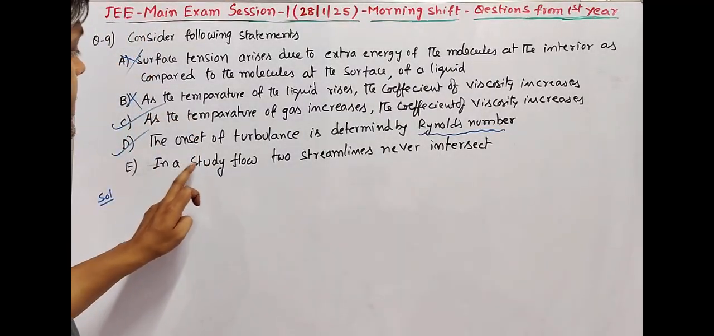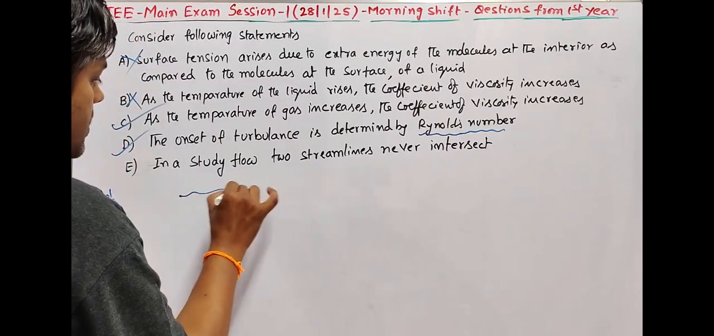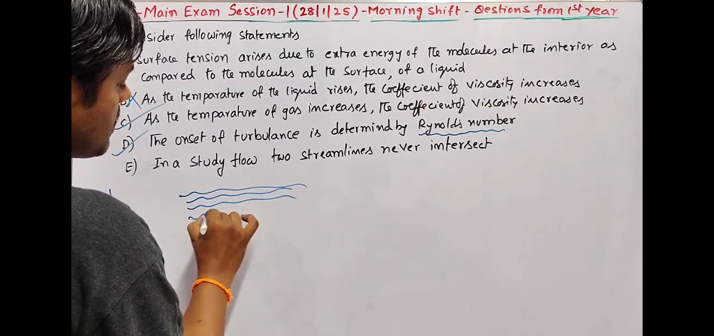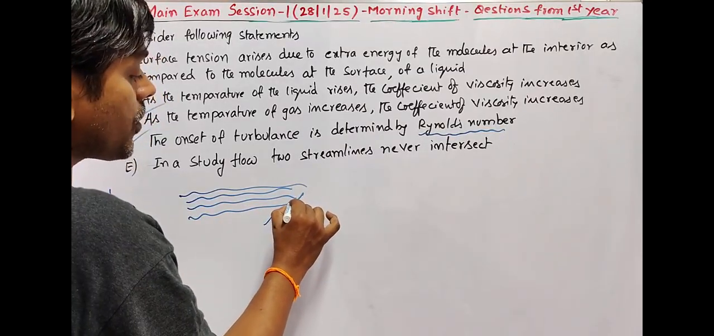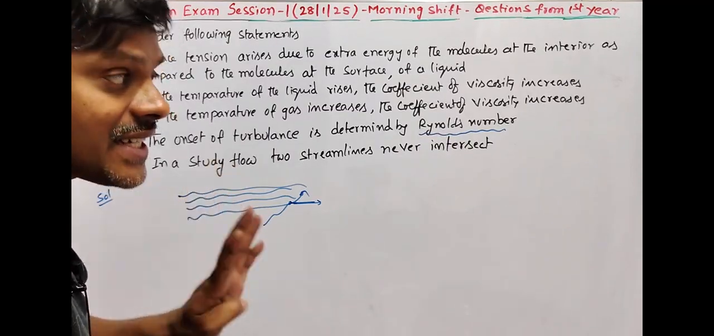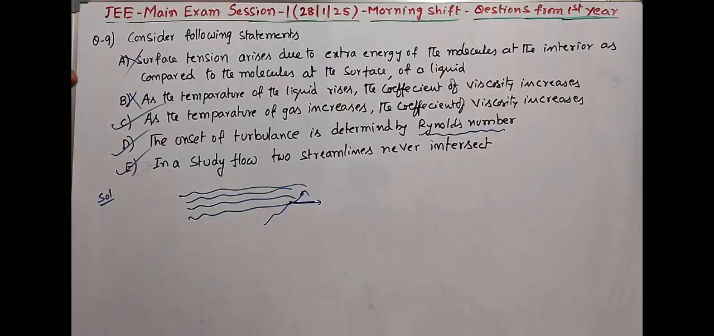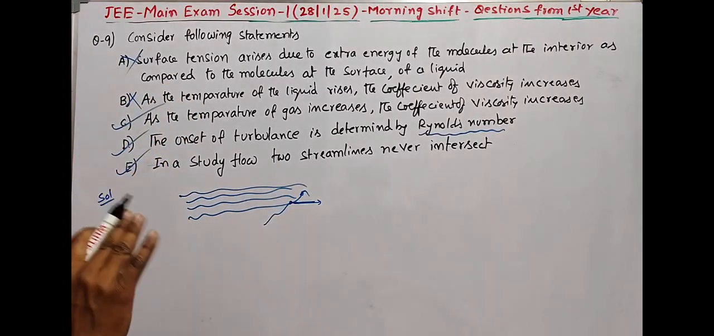Next, option E. In a steady flow, two streamlines never intersect. When the fluid flows in streamlines, no two streamlines intersect with each other. If they intersected, at that point of intersection there would be two different directions of motion, which is never possible. So no two streamlines intersect. So option E is also correct. So in this question, options C, D, E, these three are correct.